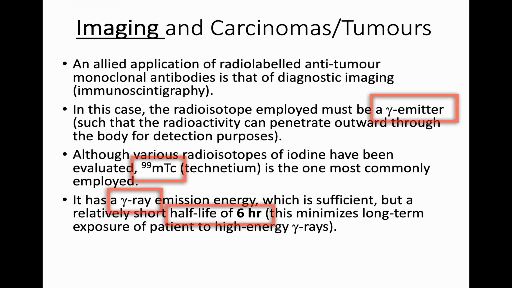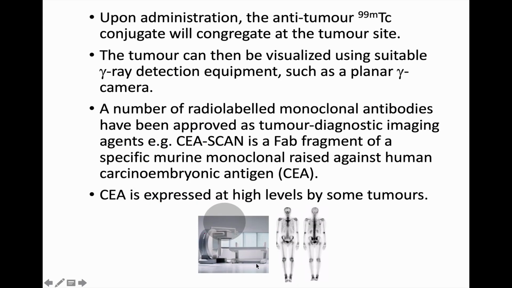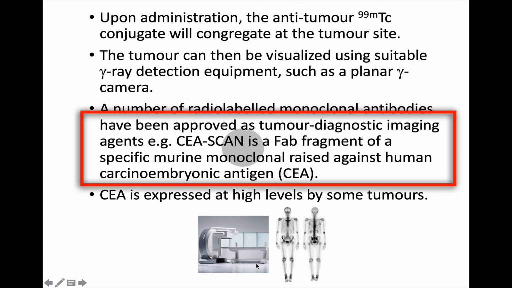and we went on imaging, the idea that we might have used a gamma source, gamma ray emission. It can penetrate the body, so it can get out to the camera, but it has a short half-life of 6 hours. And we talked a little bit about how, for example, one that's looked at an awful lot is this CEA scan. It's a FAB fragment. So remember the antigen binding regions of a specific murine monoclonal antibody against this CEA. And CEA is expressed by an awful lot of gastrointestinal tumors.